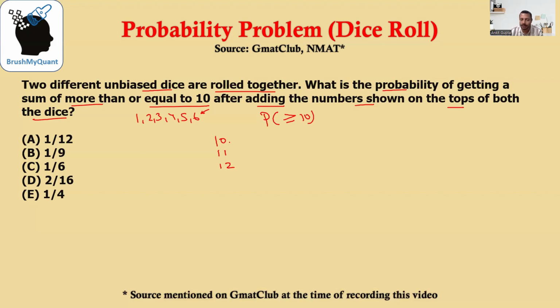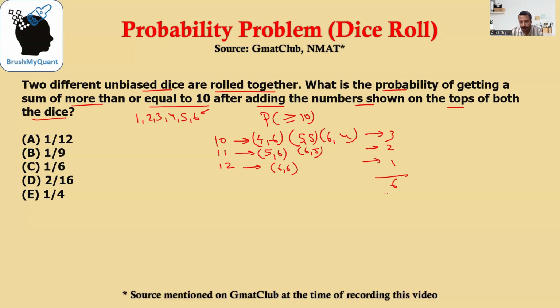Now let's start by listing down the cases. If you have to get a sum of 10, there are the following cases. We can get 4, 6, we can get 5, 5, or we can get 6, 4. If we have to get 11, we can get 5, 6, or 6, 5. If we have to get a 12, then we can get only 6, 6. That means the overall number of favorable cases will be equal to 6.